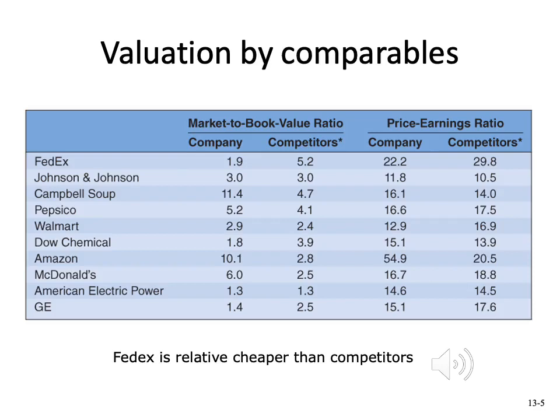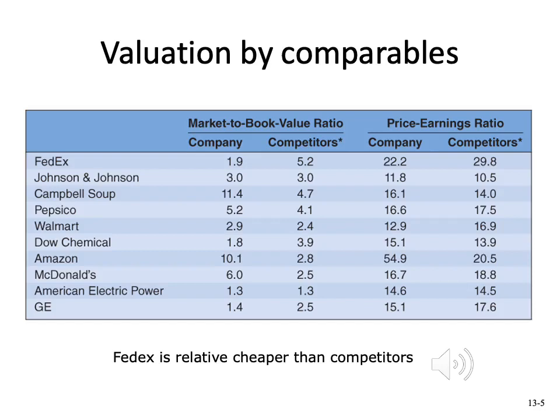Okay, so let's take a look at FedEx first. FedEx market to book ratio is 1.9. The major competitors on average have a market to book ratio of 5.2. Then you look at the P/E ratio, FedEx 22, the major competitors around 30. Okay, what does that mean?